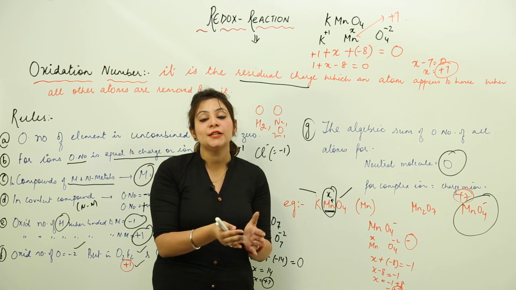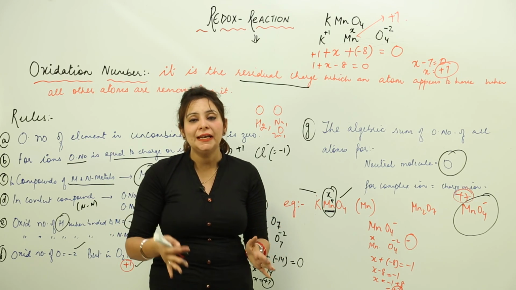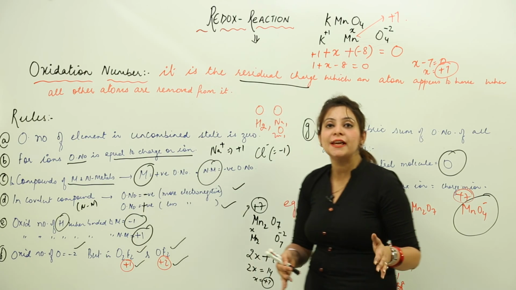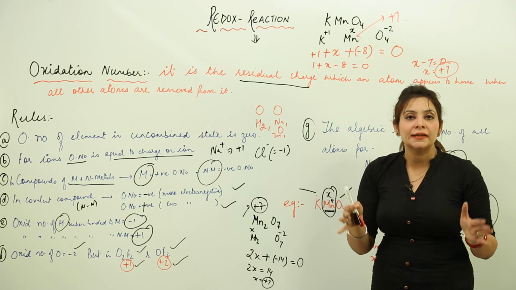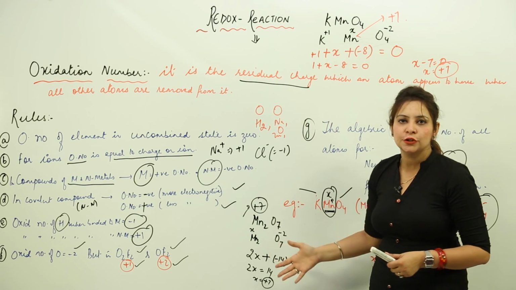And do not relate the oxidation number to the valency. Keep in mind, valency is the combining capacity, and oxidation number is the residual charge which is left on an atom when all other atoms are removed from it. Right, so this is the oxidation number.